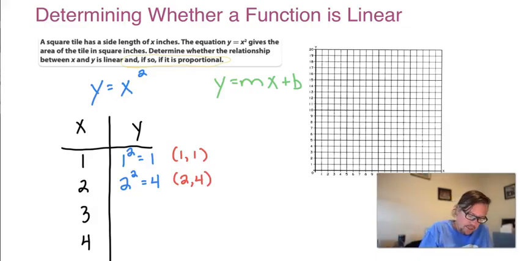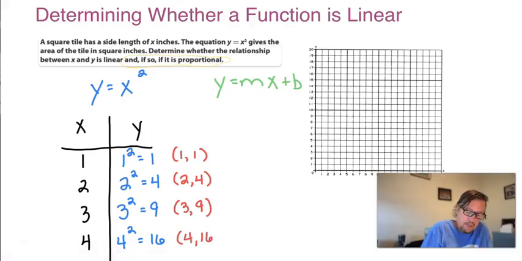My next x coordinate is 3, so y is going to be 3 squared. 3 times 3 is 9. So when x is 3, y is 9. Great. And then my last point, x is 4, so y is going to be 4 squared. When x is 4, y is 16. I could have chosen some negatives here too. That would have been a good idea, but this is fine. Negative numbers would have been all right too. Okay, so I've got 4 coordinates.